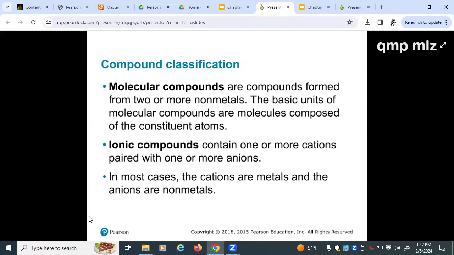If it's just non-metallic elements, I know it's molecular. I can start thinking about naming it as a molecular compound. If it has a metal in it, I know it's ionic. I'm going to treat it as an ionic compound. There's a different naming system for that.